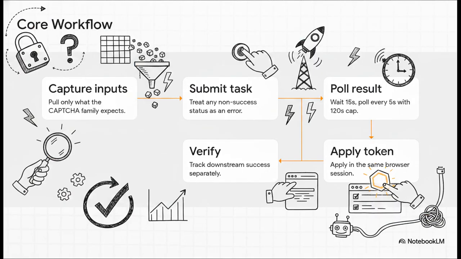Here's the 5-step core workflow required to predictably handle captchas. Think of this as your absolute foundation. First, you capture the exact required inputs. Second, you submit the task. Third, you poll for the result. Fourth, you apply the token in the exact same session. And fifth, you verify downstream acceptance. Now, if you skipped literally any of these steps, your automation becomes flaky. It's really all about shifting from just trying to get a token to tracking true end-to-end acceptance.